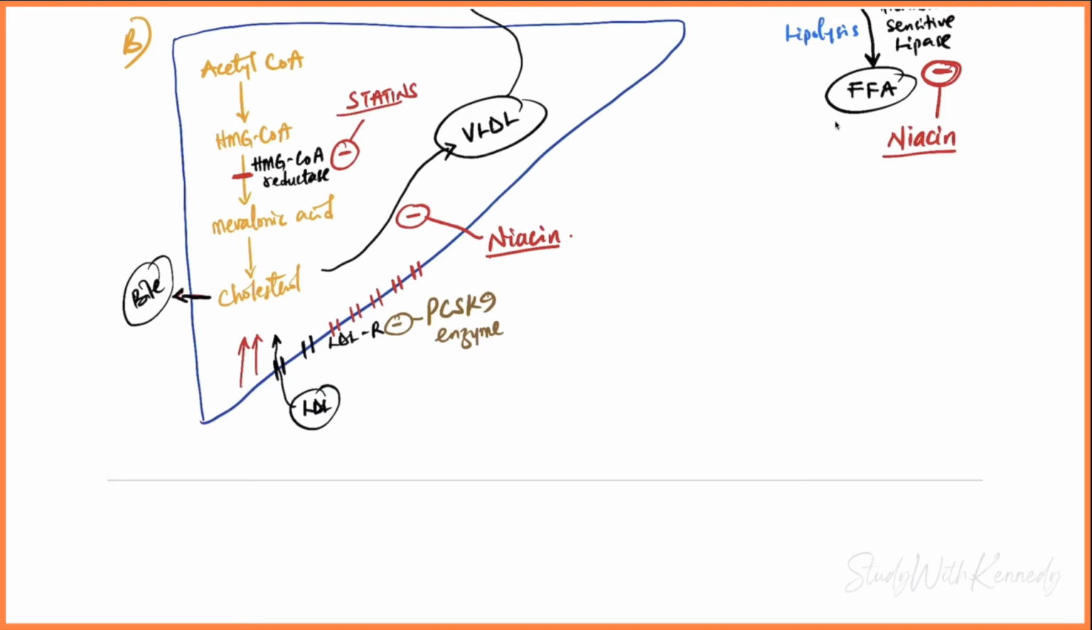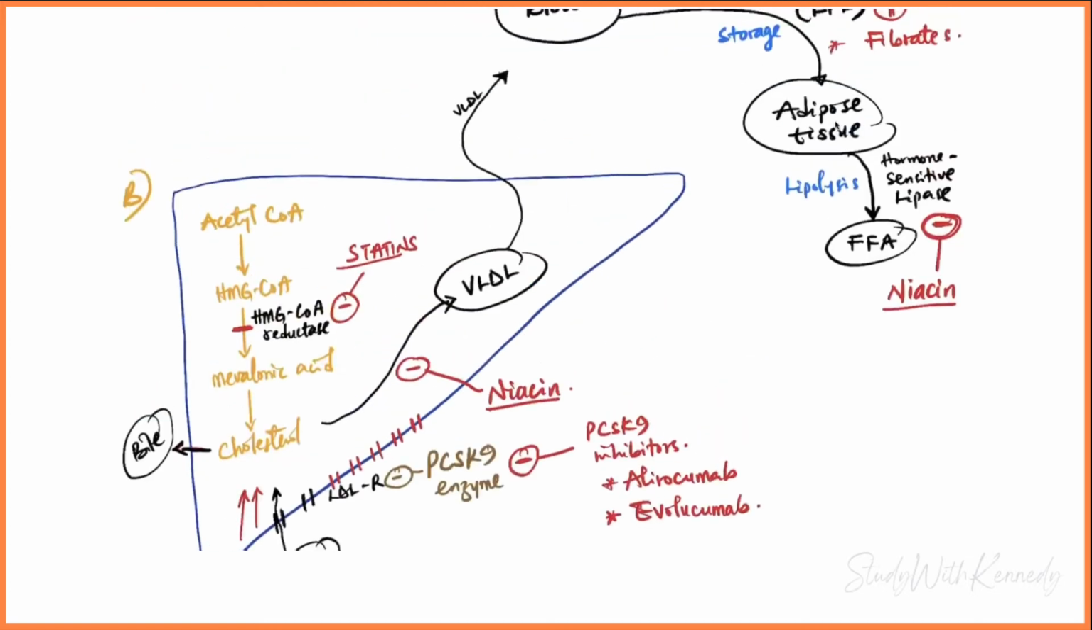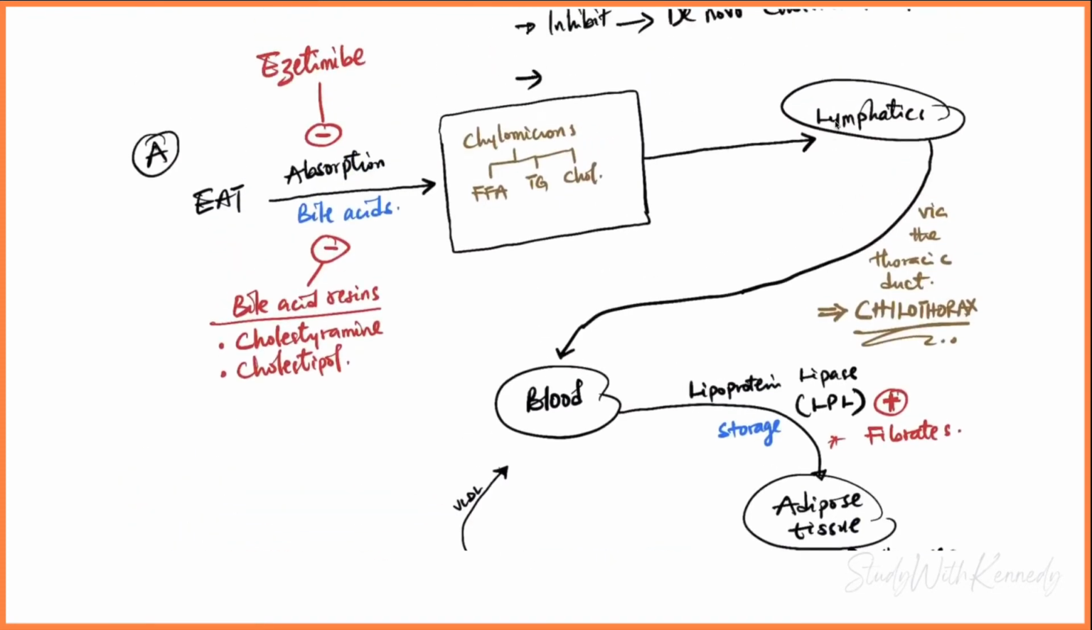The medications that inhibit PCSK9 enzymes are called PCSK9 inhibitors. Sounds rather obvious. We have medications like alirocumab and evolocumab.